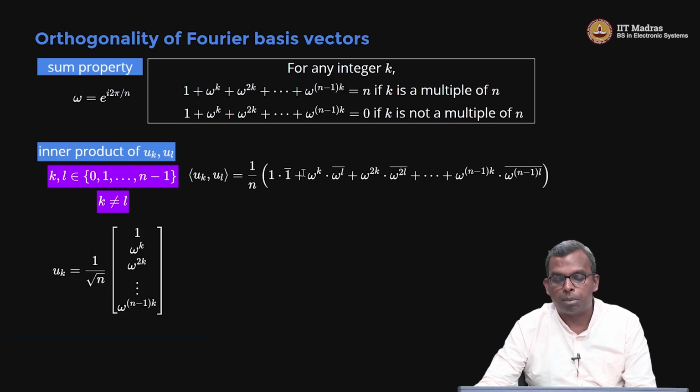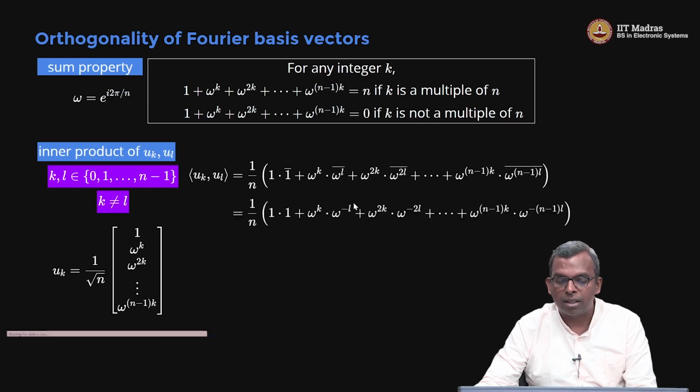1 into 1 bar plus uk into ul bar plus omega per k into omega per l bar, omega per 2k into omega per 2l bar, and so on. Okay. So now what do we know about conjugates? We know that for conjugates, we can just negate the powers. Omega per l conjugate is omega per minus l, and so on.